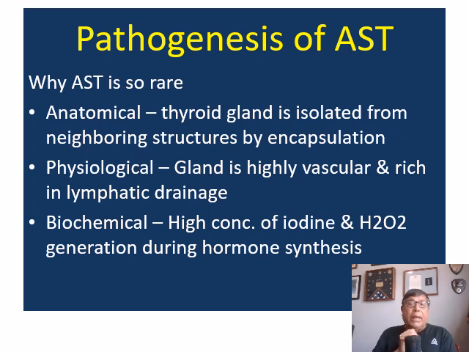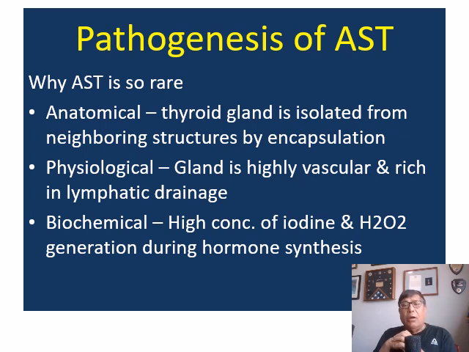Now, the physiological barrier. We know the thyroid gland is highly vascular and also has a rich lymphatic drainage system. Any gland, or for that matter any organ, that is so vascular gets less infection because antibodies and immune cells can be brought to the area of infection very quickly. So this is highly vascular with a rich lymphatic system.